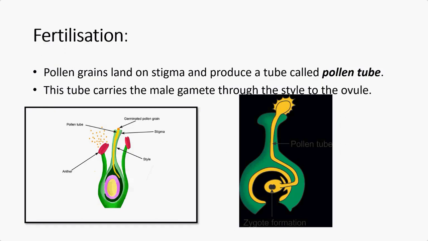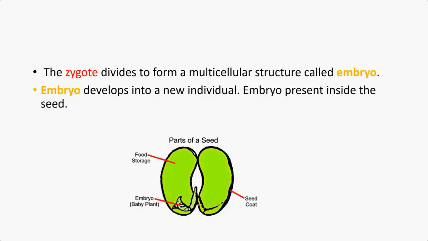Now, next. Before that, I want you to type these 3 words in the chat box. First, zygote, embryo, new plant. Type it in the chat box.